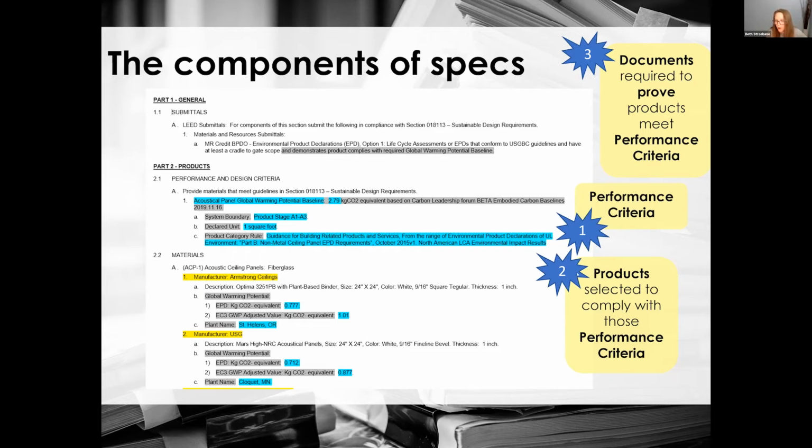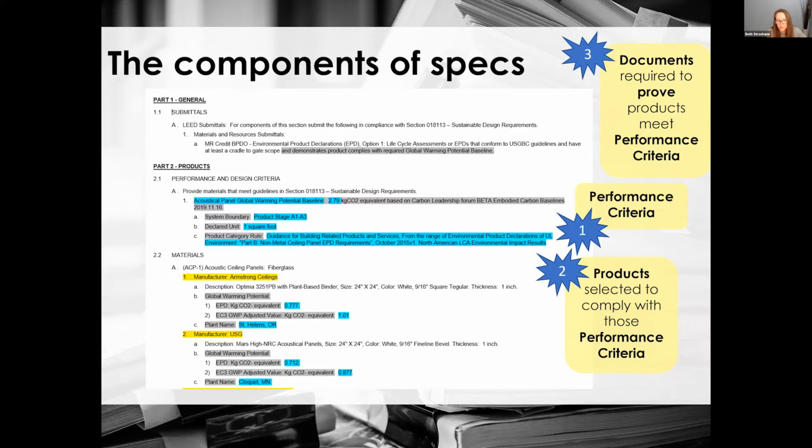2, the products that you've selected to comply with those performance criteria. Like you can't have an acoustical ceiling panel that's 2 inches thick, because what works in your design is 1 inch thick. So thinking about embodied carbon as just one more performance criteria that you are selecting product to comply with. And 3, the documents required to prove that the products meet the performance criteria.